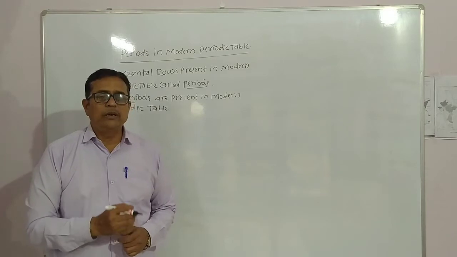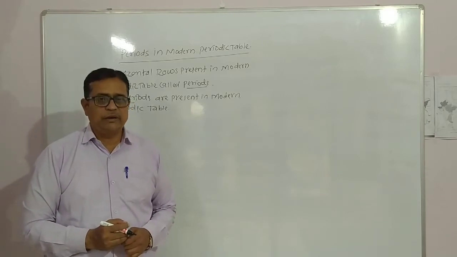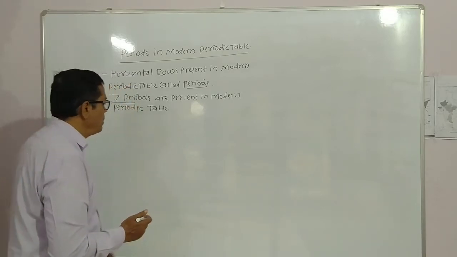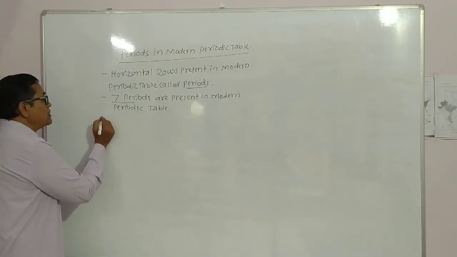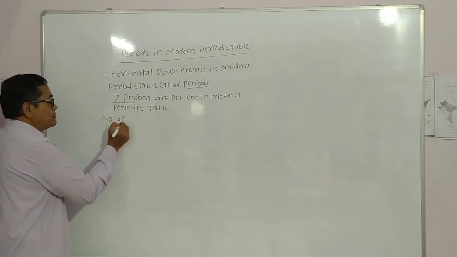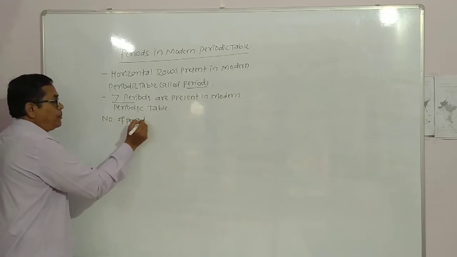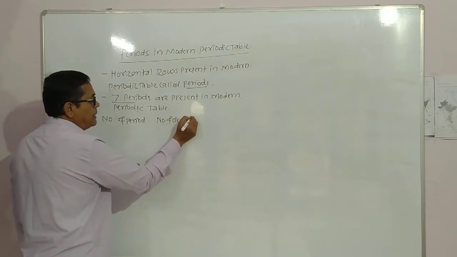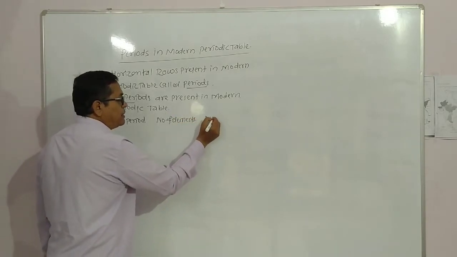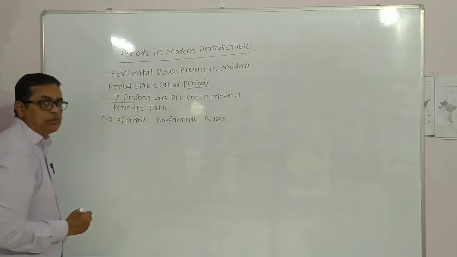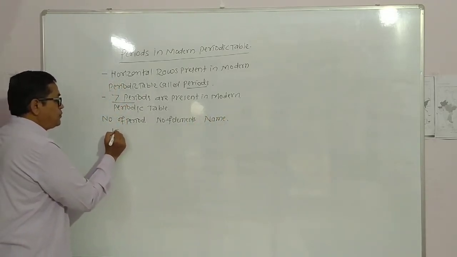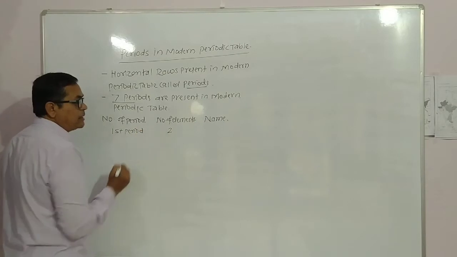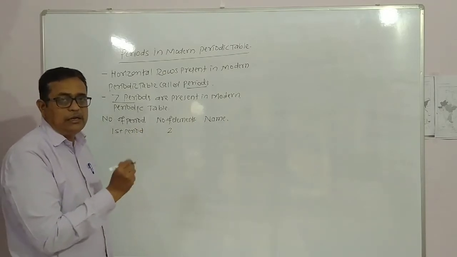Here we study how many elements are present in each period, and according to the number of elements, the periods have particular names. Here we study one chart: number of period, then number of elements, and name of the period. Look here, that is the first period. It consists of only 2 elements, hydrogen and helium.